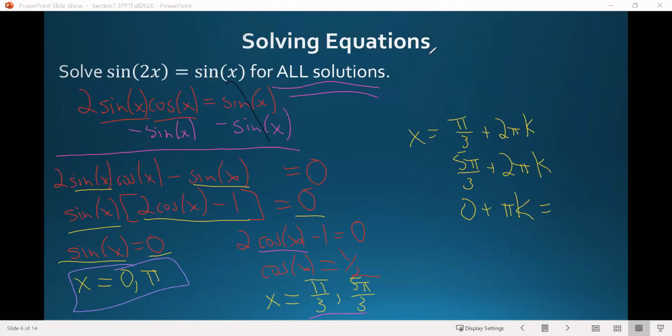But 0 plus pi k is just going to give us pi k. So those would be our answers there for x. Okay. All right. Let's do another example.